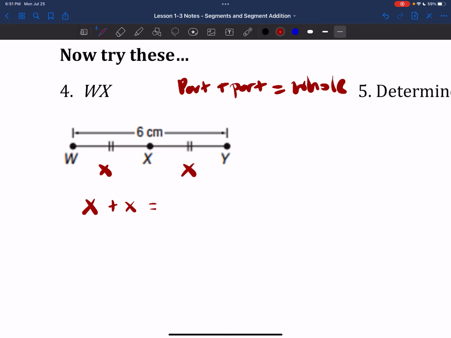If I add them together, that's going to be 2x. X plus x is equal to whatever's on the right side, that's going to be 6. Right? X plus x is equal to 6. If I combine like terms, I get 2x is equal to 6. And if I divide both sides by 2, I get x is equal to 3.